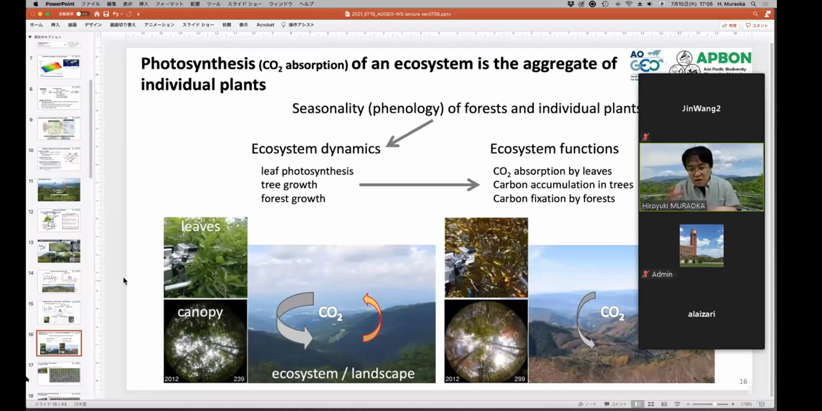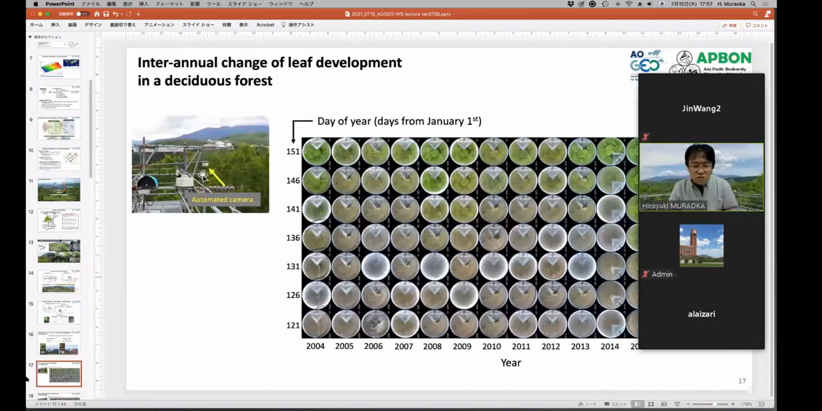On the tower, we have many kinds of infrastructure to monitor the forest ecosystems, like automated digital cameras. So we can monitor the changes of the forest canopy and leaf development all through the year and through multiple years. If you find images with green colors, you have these photographs, but you can see that the dates of these images are different among the years. It means that the leaf-out of the terrestrial ecosystems changes through the multiple years.